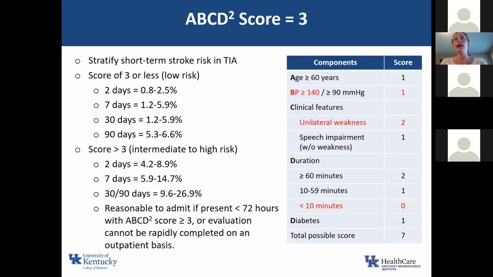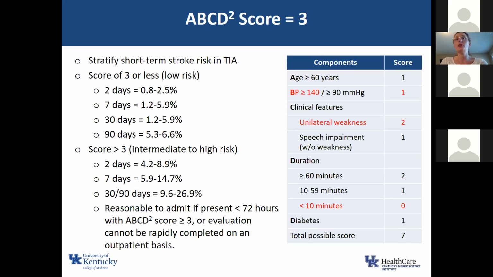To help us decide how quickly we need to evaluate this patient or do their complete workup, we have the ABCD2 score. It helps us stratify the short-term stroke risk after TIA. If their score is 3 or less, they're considered low risk. Even within the next 7 days, the risk is up to 6%, but obviously this risk goes up over time, not significantly different at 30 days, but by 90 days it is closer to 7%.